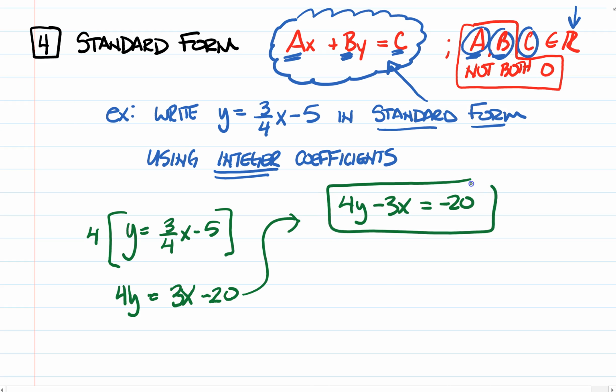And I can stop. Here's why. I have the value of A is 4, the value of B is negative 3, and the value of C is negative 20. Those are all real numbers and they are all integers. So therefore, I have done the problem correctly, as it asked me to put it in integer coefficients. So 4y minus 3x equals negative 20.